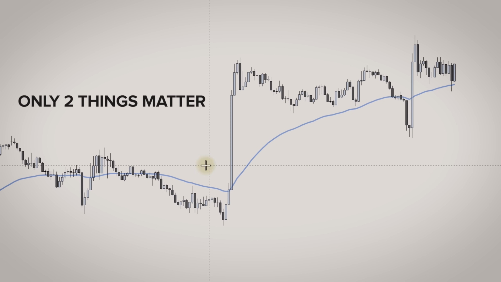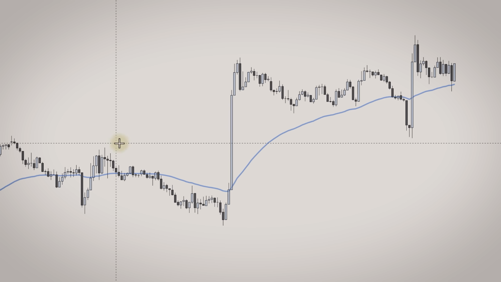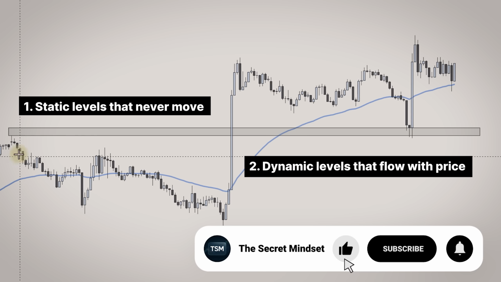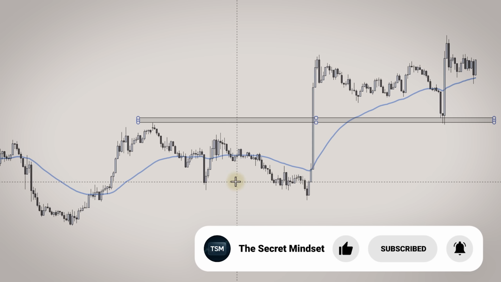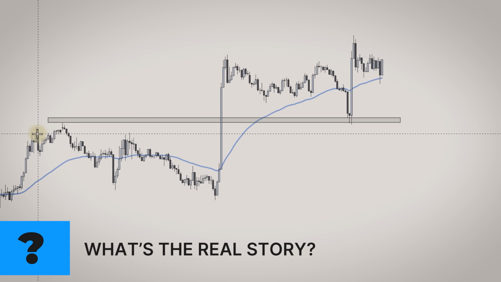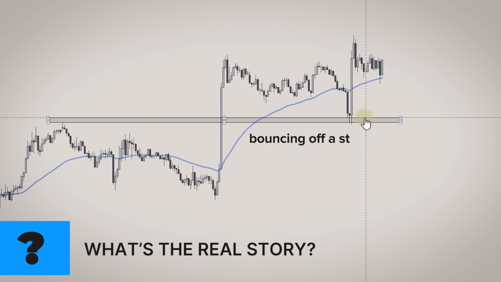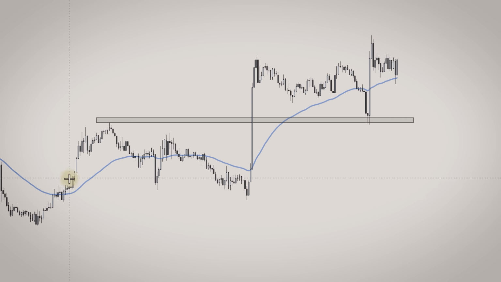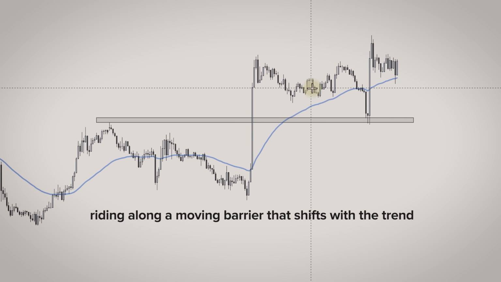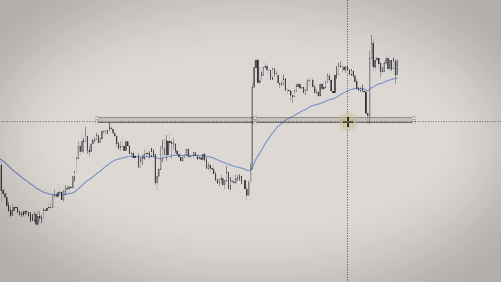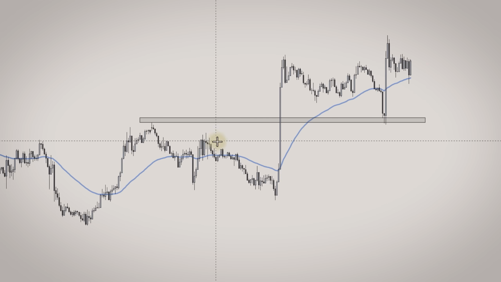Remember this, price only respects two things in this market, just two: static levels that never move and dynamic levels that flow with price. That's it. Everything else is noise designed to confuse you. Think about what's really happening behind these candles. Every move you see is either bouncing off a level from the past, that's your static support and resistance, or is riding along a moving barrier that shifts with the trend. That's your dynamic level. The market is just ping-ponging between these two forces constantly.